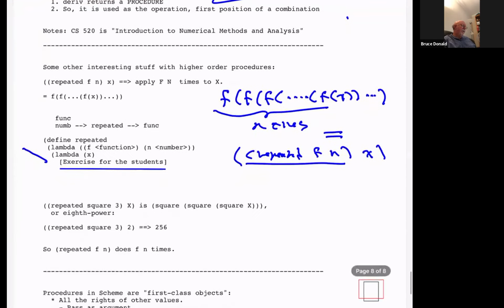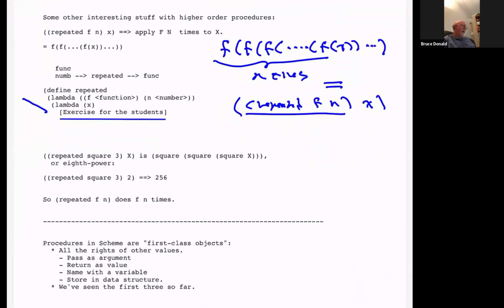So let's look at how we would do this, very computer science example. Suppose we take the square function here, and we apply repeated to it in 3. So repeated square 3, this is the same as square of x, i.e. do square 3 times, or the 8th power. So in this sense, as an example, if I take repeated square 3, or the 8th power, and apply that to 2, I get 256.